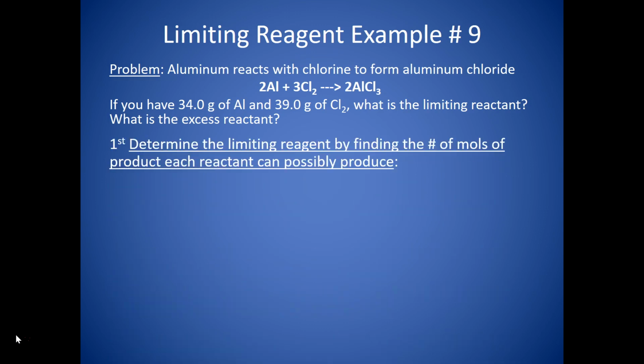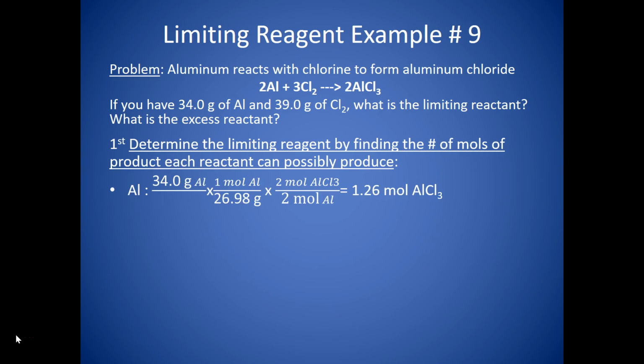So first, we need to determine the limiting reagent by finding the number of moles of the product each reactant can possibly produce. Okay. So we take our 34 grams of aluminum, given to us in the problem, take our molar mass of aluminum, like we learned to in our last video, that equals 1 mole. Then we use our mole ratio, which we got from our balanced chemical equation, 2 moles of aluminum equaling 2 moles of aluminum chloride, and that gives us 1.26 moles of aluminum chloride.